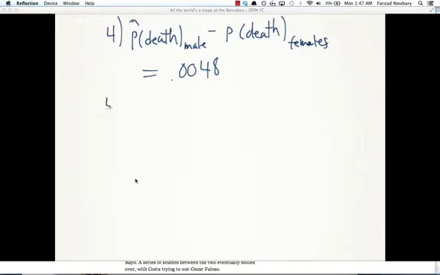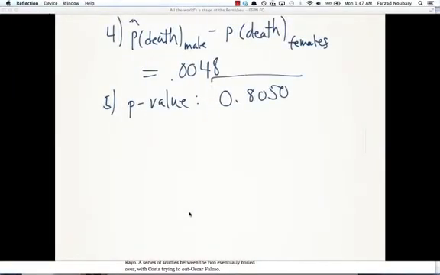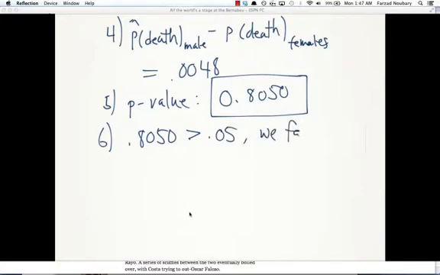Okay, and then in step five, we want the p-value that corresponds with this two sample test for proportions. And we said the p-value was here. So the p-value is 0.8050, which I've now written here. Okay, that's our p-value. Okay, and then in step six, we say that since 0.8050 is much greater than 0.05, we fail to reject the null hypothesis. Okay.